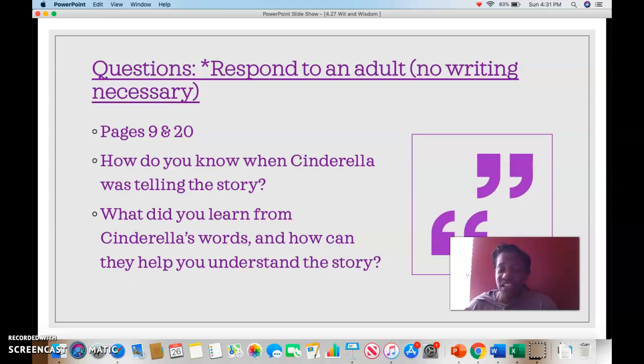So on the pages that I just read, one way that we know that she's telling the story is because it tells us, sighed Cinderella, or Cinderella could not get her words out. Now, how does that help us understand the story? This page lets us know that Cinderella wants to go to the ball. She's letting her fairy godmother know that she would like to go to the ball. Sorry, this is a little tricky. This is the page that I'm reading from. Let me read another page.